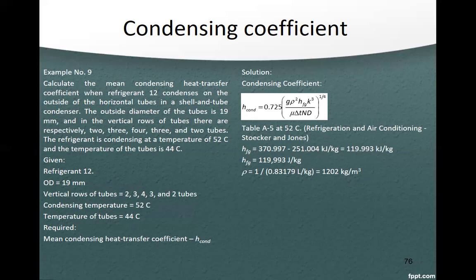Solution: the condensing coefficient h con is 0.725 times g rho squared h sub fg k cubed over mu delta T n D, to the 0.25. So table A-5 at 52C. So h sub fg is equal to 370.997 minus 251.004 or 119.993 kJ per kilogram. So this is the h sub fg. And rho is equal to 1 over 0.83179 liter per kilogram, or 1202 kilogram per cubic meter.